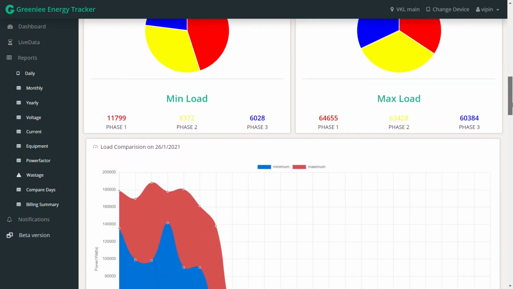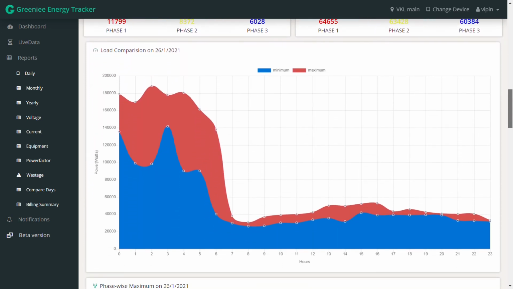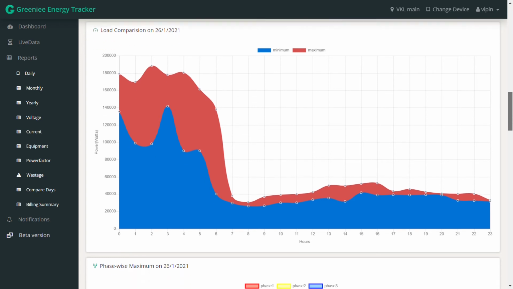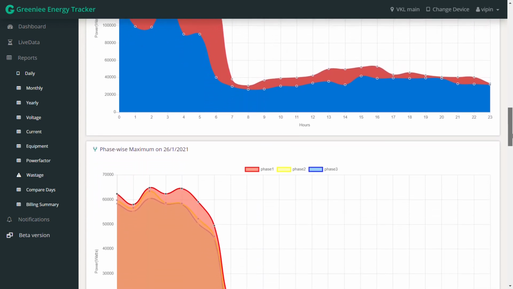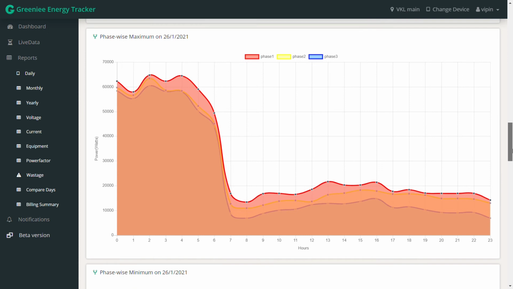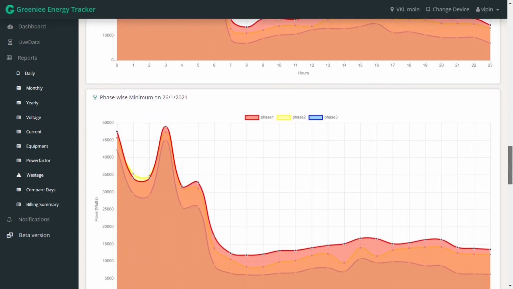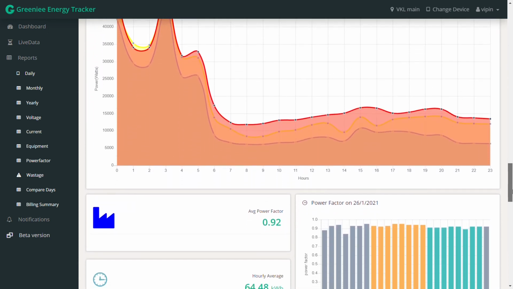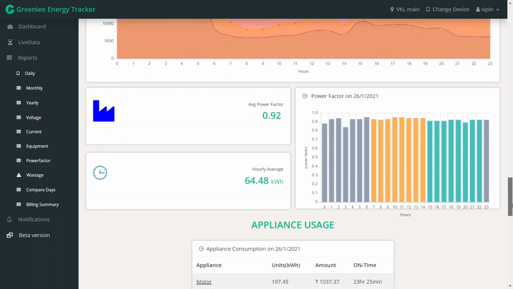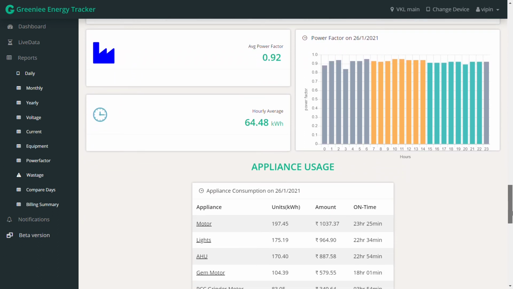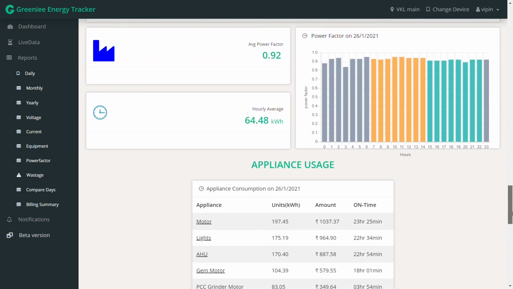Further, you get detailed hourly analysis of the total load, peak load on each phase, and the minimum load on each phase. You can also check the power factor trends every hour. I'm sure we all understand the importance of monitoring power factor regularly. As we all know, in some states in India, you could get penalized if you do not maintain power factor above 0.95 or 0.97.